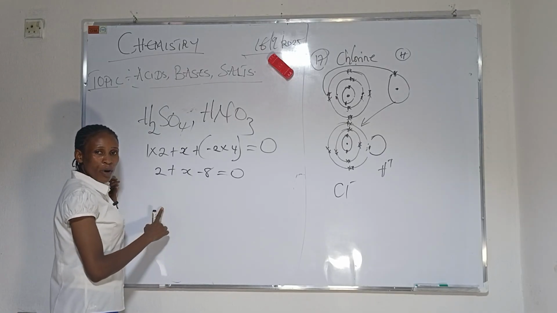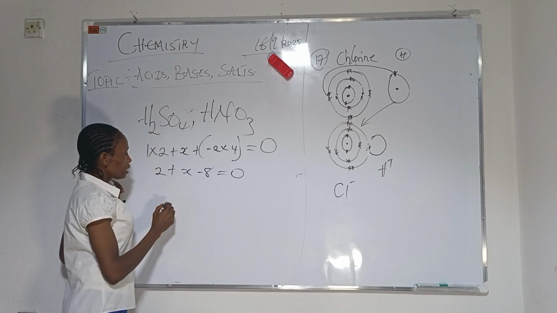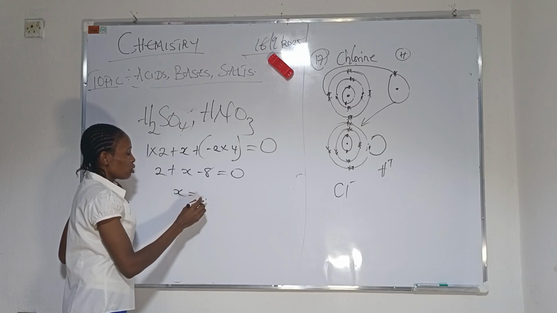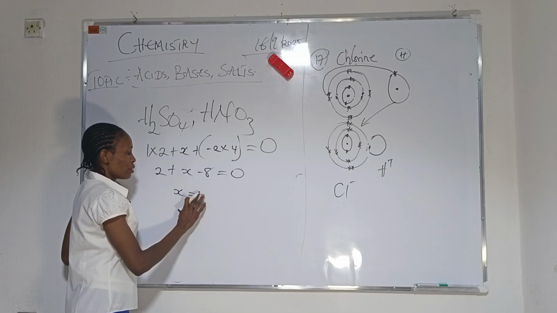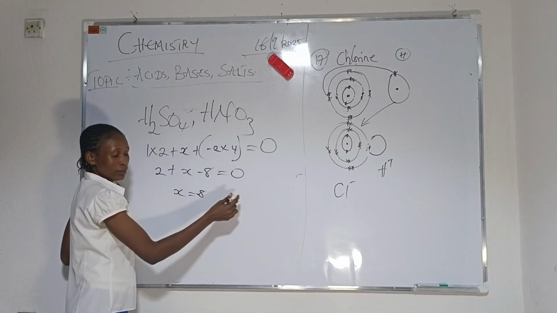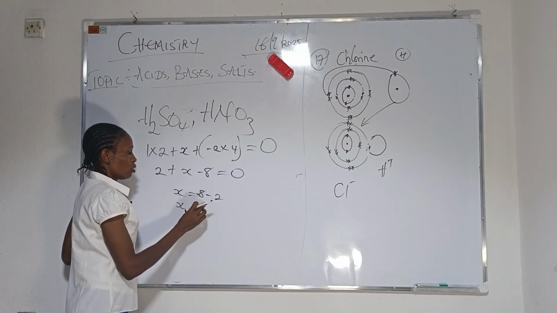At this very point, I'm going to collect my like terms. X is equal to, collecting like terms and crossing over, 8 minus 2. X is equal to 6.